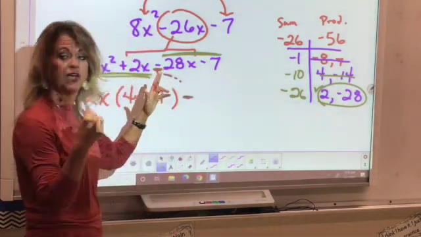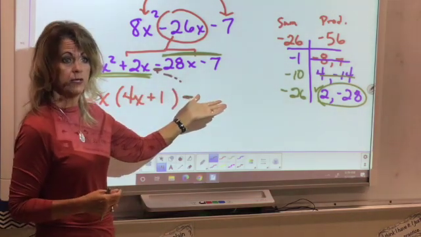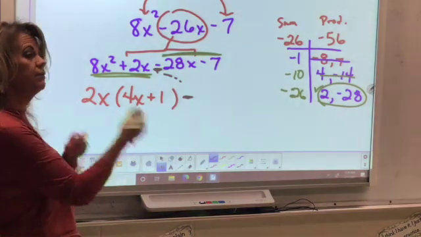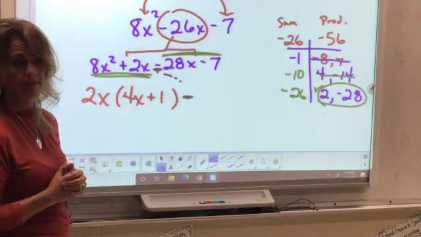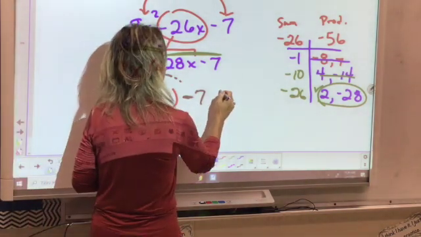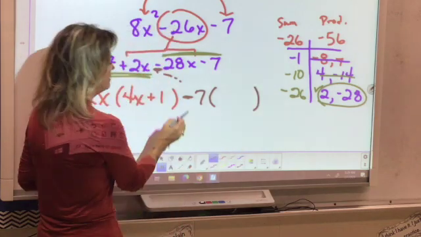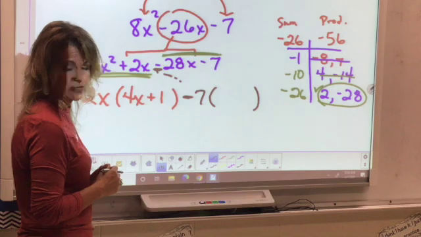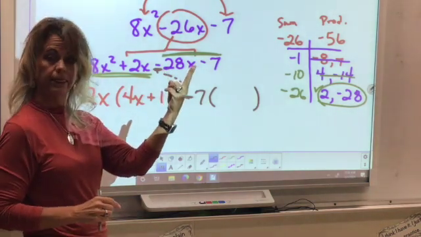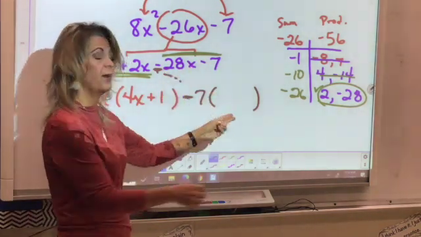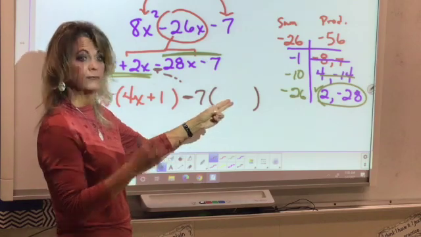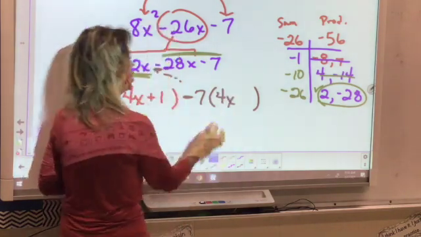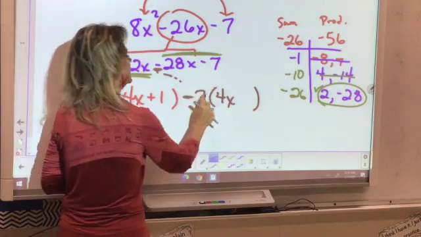Now let's look at these two numbers. What do they have in common? Do they have a variable in common? No, but they do have a number in common, don't they? What number can I take out of both of those? 7. Now here's where we have to be careful. I'm taking a negative 7 out of a negative 28x. What's a negative over a negative? Positive. So it's going to be positive. A positive what? 4 what? Okay, positive 4x. What's a negative 7 divided by a negative 7?